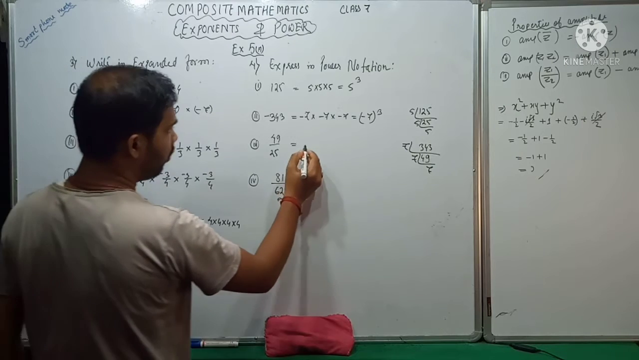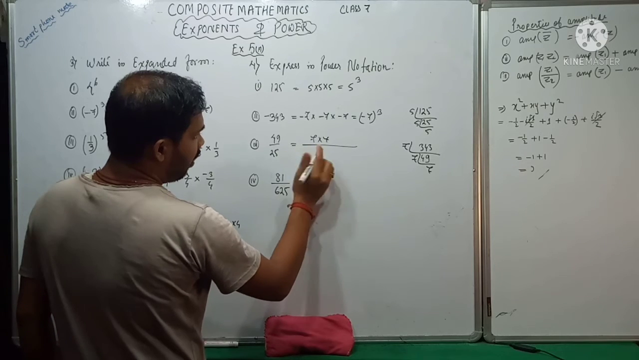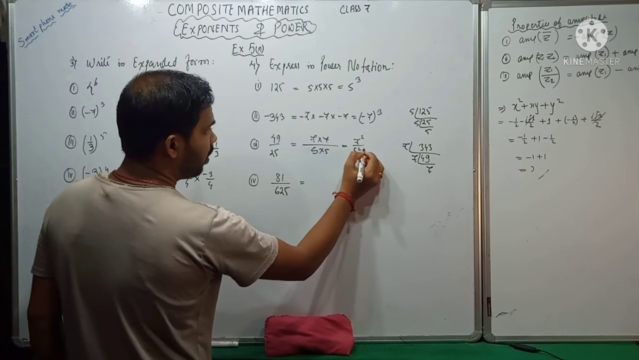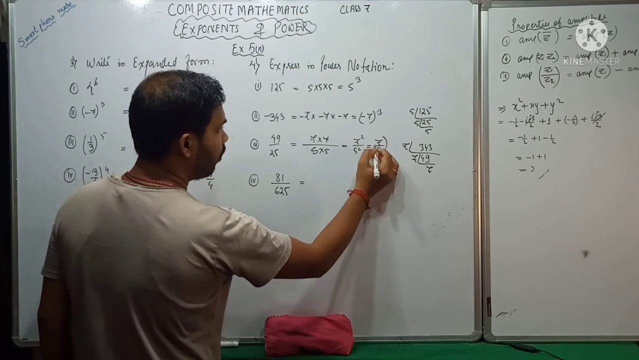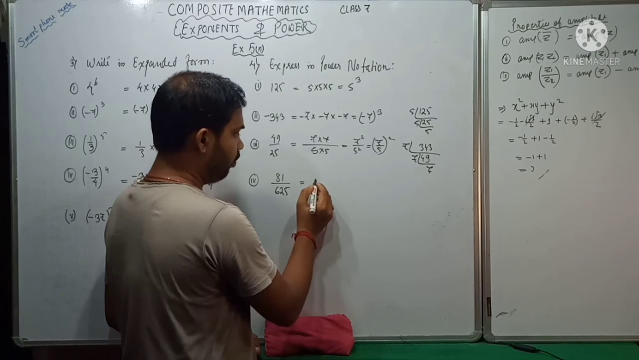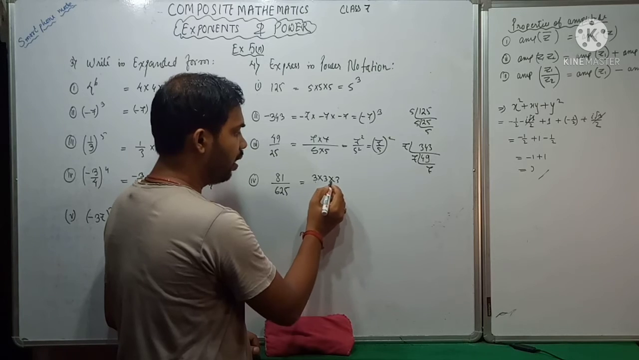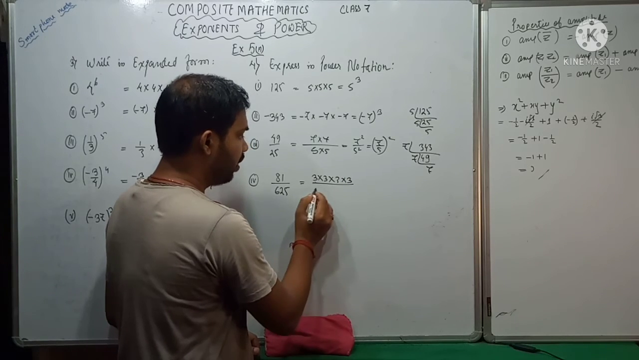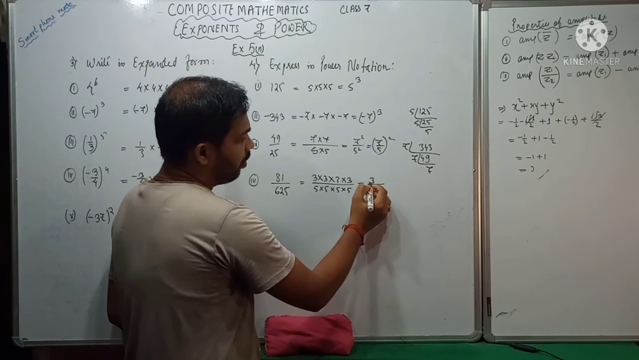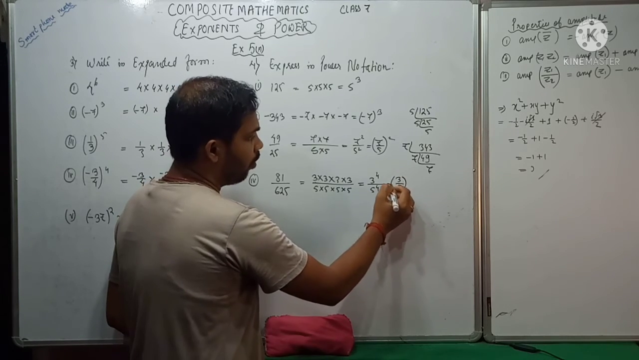Next you see 49. You know very well that 49 can be written as 7 into 7, and 25 can be written as 5 into 5. So this can be written as 7 square by 5 square, which further we can write as 7 by 5 whole square. Okay. Now see 81. 81 I can write as 3 into 3 into 3 into 3. See 3 3s are 9, 9 3s are 27, 27 3s are 81. 625 I can write as 5 into 5 into 5 into 5. So it is 3 power 4 by 5 power 4, which I can write as 3 by 5 whole power 4.